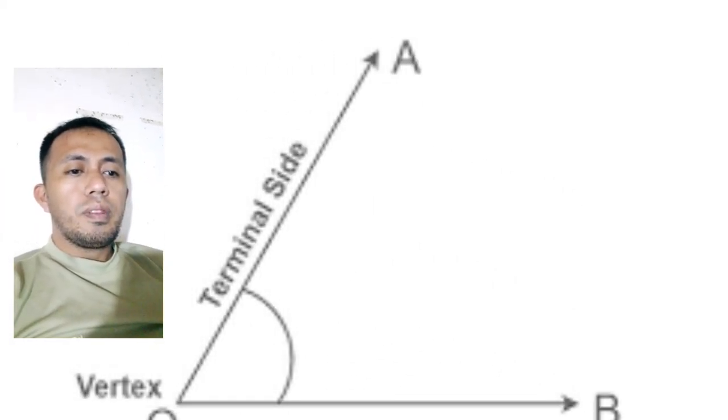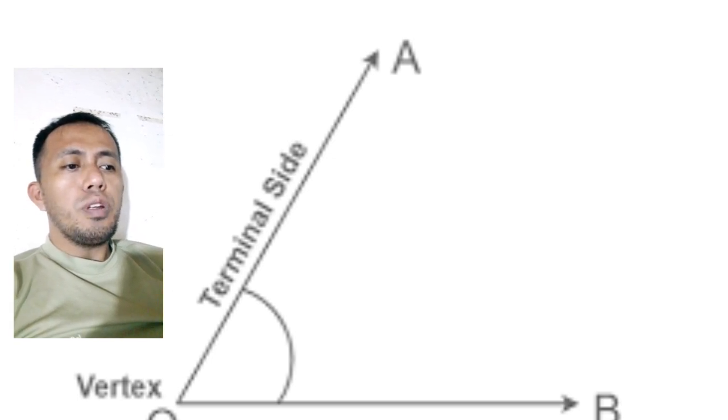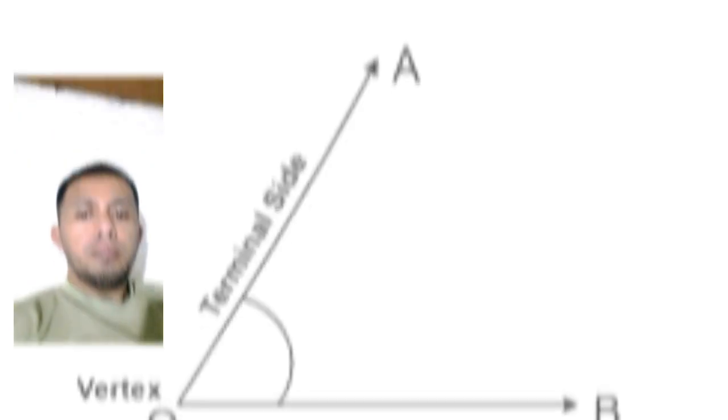Representation of angles. An angle is formed by two rays that share a common endpoint called the vertex. Angles are usually drawn using rays with the vertex at the endpoint where the rays meet.